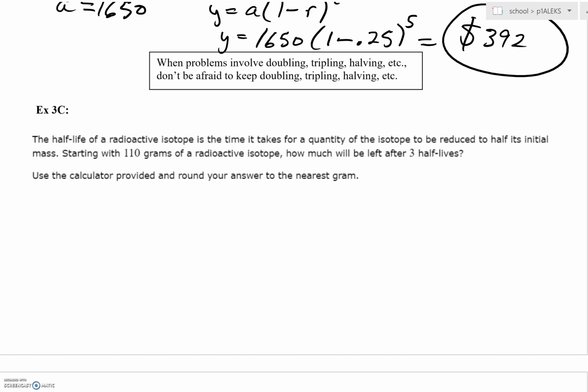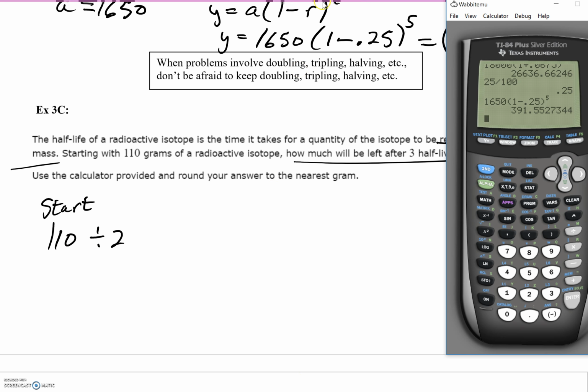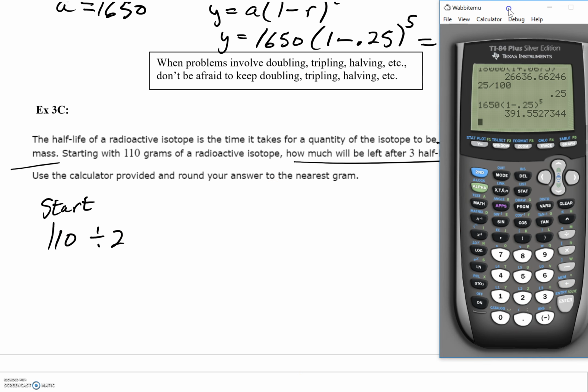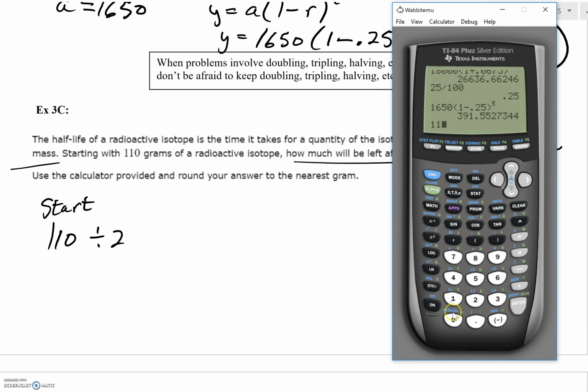All right, so let's just see as we look at this last one. The half-life of a radioactive isotope is the time it takes to be reduced to half its initial mass. Starting at 110, how much will be left after 3 half-lives? So here's what we're going to start with. We've got 110. We're going to divide that by 2. We're going to take half of that, right? We don't even have an equation that we're working with in this regard.